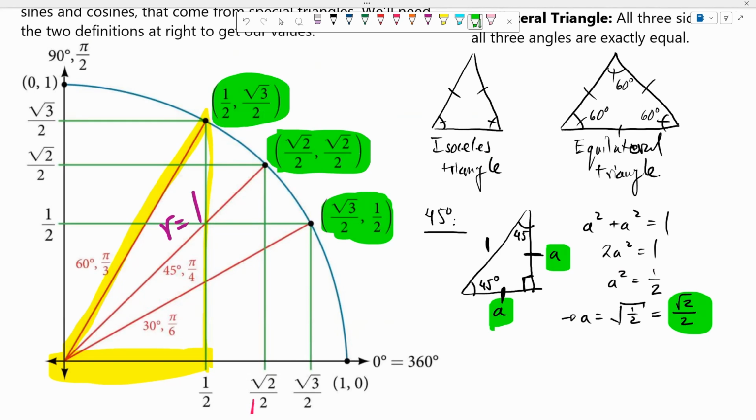Like I said, these are the more important angles and values that we're going to be playing around with when we start messing around with trig in our calculus. Anything else, we will have to compute, and we'll pick up some more stuff from trig as we move along.